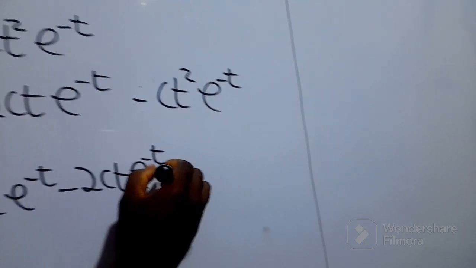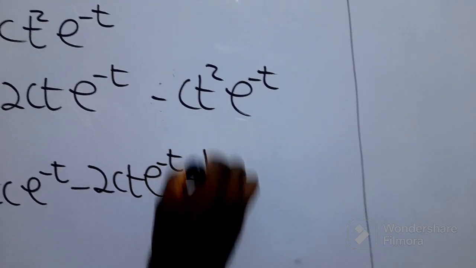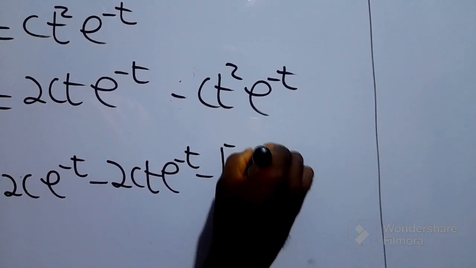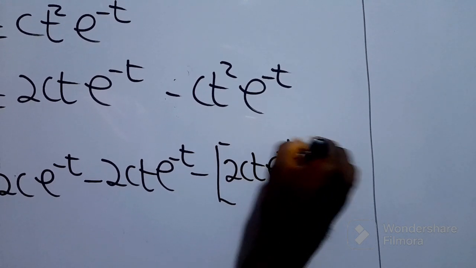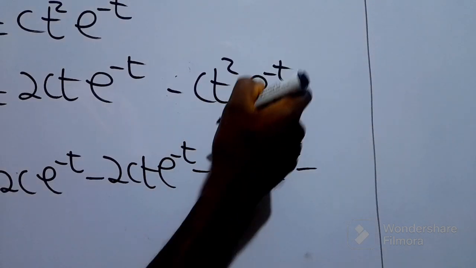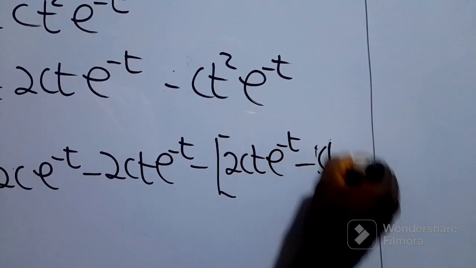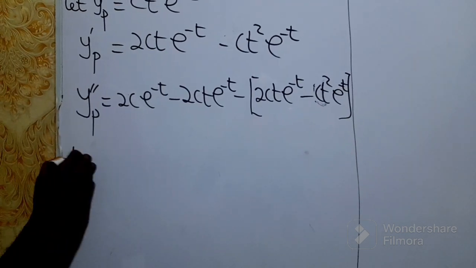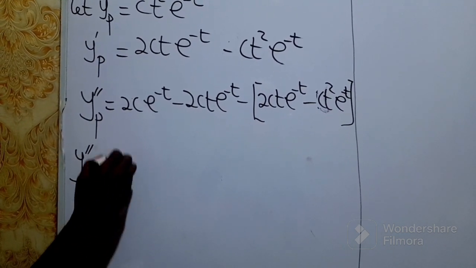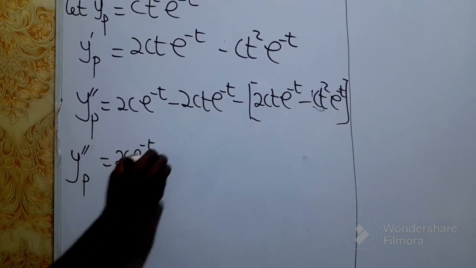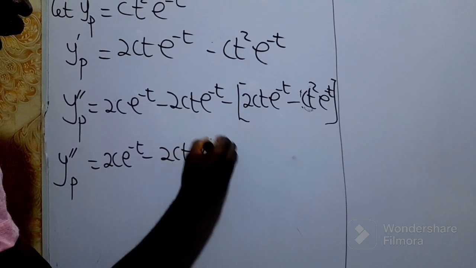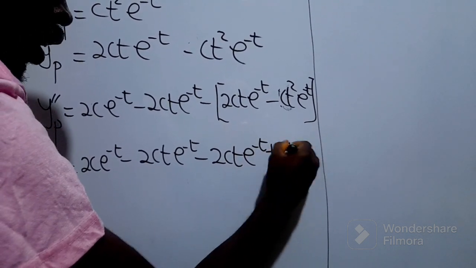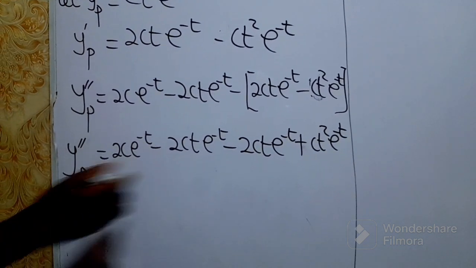Now this, I'll keep my e exponent negative t and differentiate this. So I'll get 2ct e exponent negative t, then minus ct squared e exponent negative t. So if you polish this well, we can say y prime prime of p is equal to 2c e exponent negative t minus 2ct e exponent negative t. I'll expand here. I'll get negative 2ct e exponent negative t, then plus ct squared e exponent negative t. So I'll group like this.